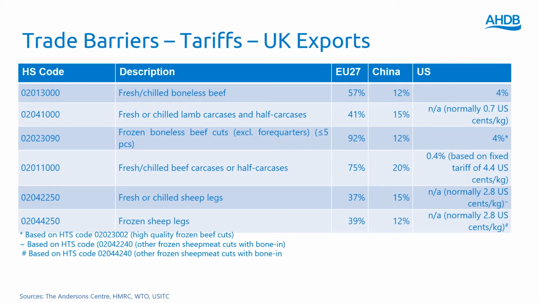In most cases, 35% and upwards. And another key point to mention as well, the way the EU27 Common External Tariff is structured. For products where you add on more value, the percentage impact of that tariff becomes more pronounced. So tariffs on carcasses, for instance, tend to be lower than boneless cuts, for example. And you can see for frozen boneless beef cuts, there the tariff into the EU27 is at 92%.